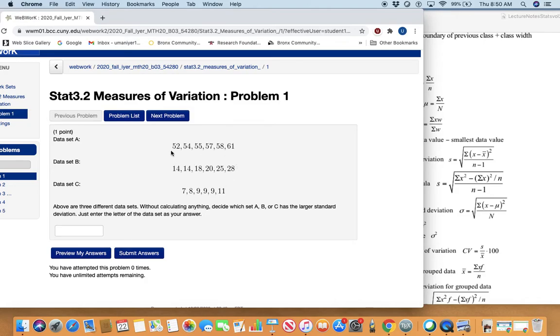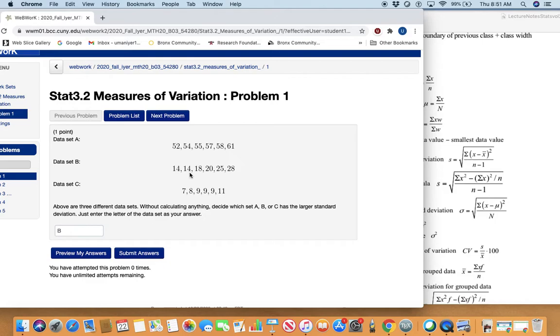So, just by looking at this, you see, from 52 you're going to 61, so it looks like this is more spread out. This is from 14 to 28. This is even more spread out. You see, it's jumping quite a bit. Here 7 to 11, it is not very much spread out. So this is the least spread out. This is next. This is the most spread out. So the larger standard deviation would be for set B.